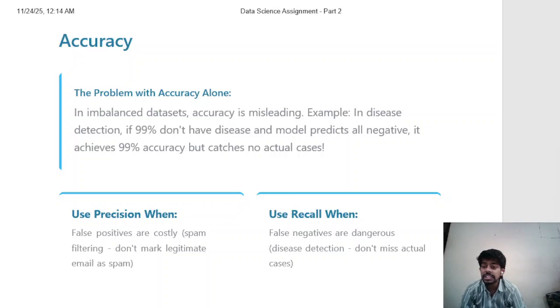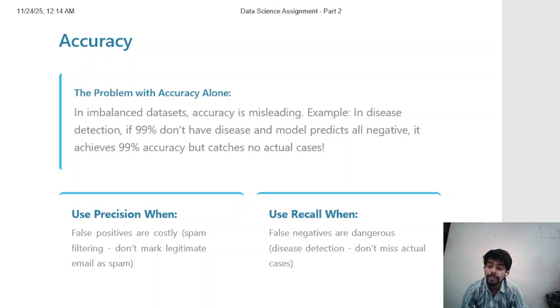Imagine we are building a disease detection model for a rare disease that only 1% of people have. A model that simply predicts no disease for everyone would achieve 99% accuracy, but it would catch zero actual disease cases, which is completely useless. This is why we need precision and recall.